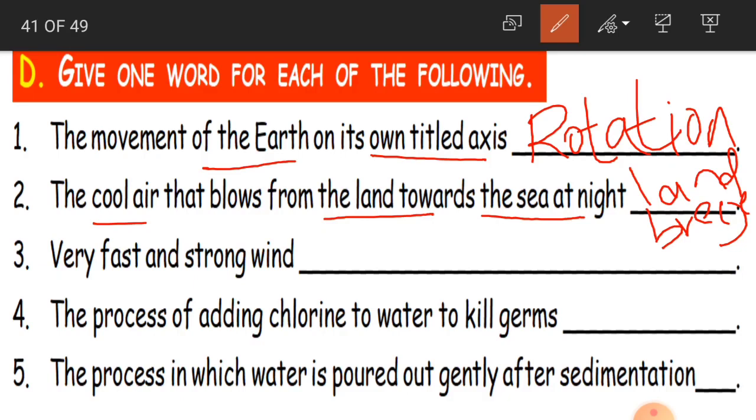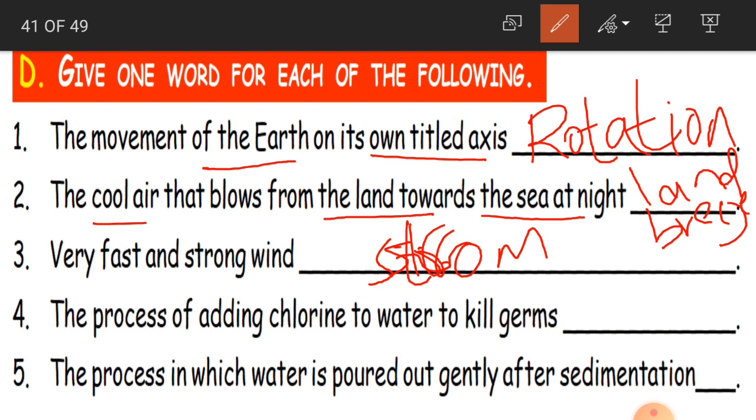Okay, children. The third one is very fast and strong wind. What do we call it as? We call it as storm. And this storm is with lightning, thundering and very fast and strong wind, which is very dangerous, where our houses and the trees get damaged. Clear, children? So we call it as storm.